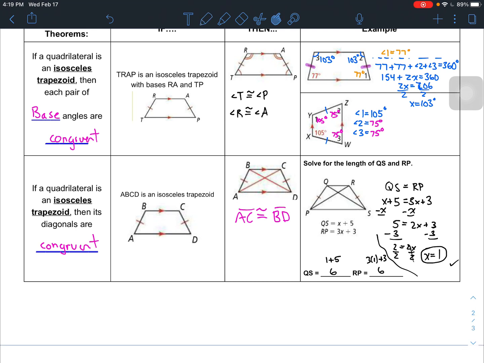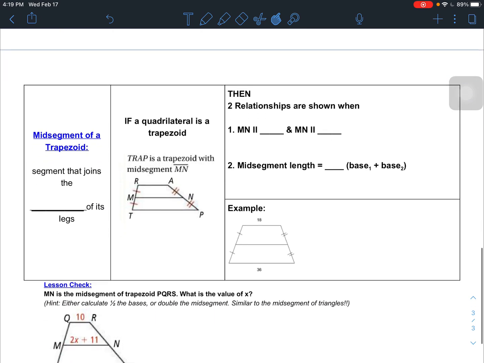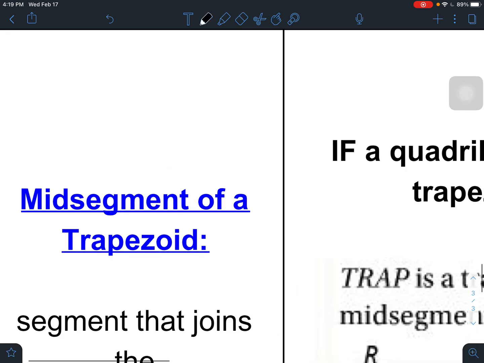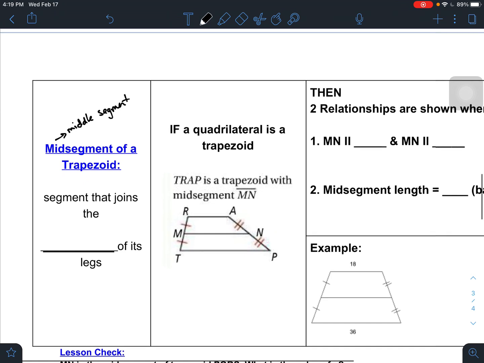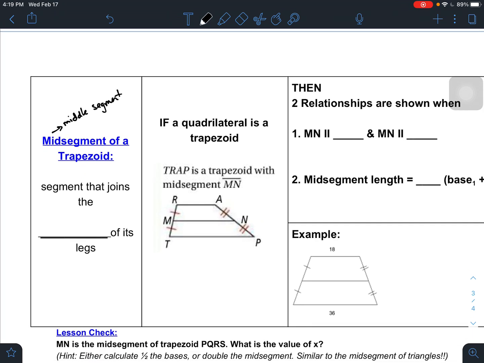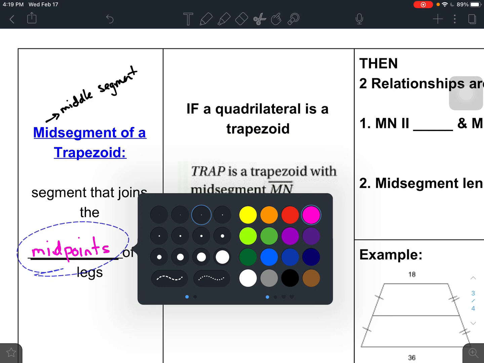And the third thing we're going to talk about is something called a mid-segment. The word mid-segment. I want you to think of the word middle segment when you hear this. So mid-segment of a trapezoid. I want you to think of this as the middle segment. The middle segment of a trapezoid. It has a very special relationship with trapezoids, right? So this is a segment that joins the midpoints of its legs. Very important there. It has to connect the midpoints of the legs.